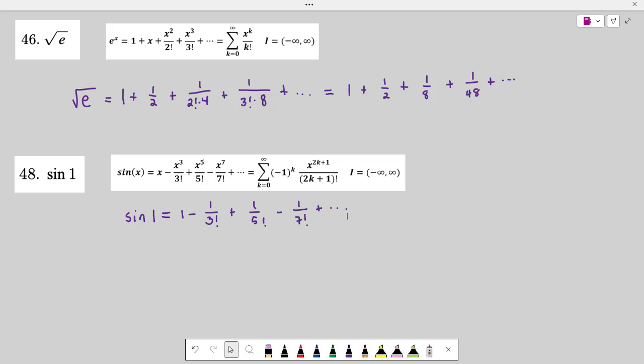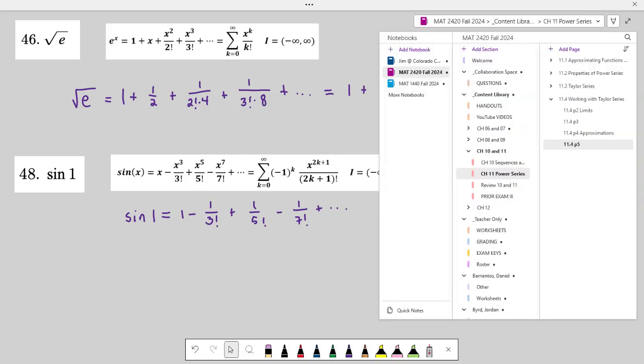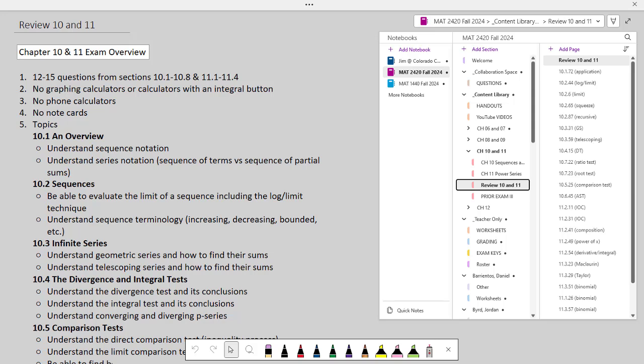And then we were done with chapter 11. We done? Now we get to review. Let's go all the way back to chapter 10, 10 point whatever. So let's go to a review for our test on Thursday.